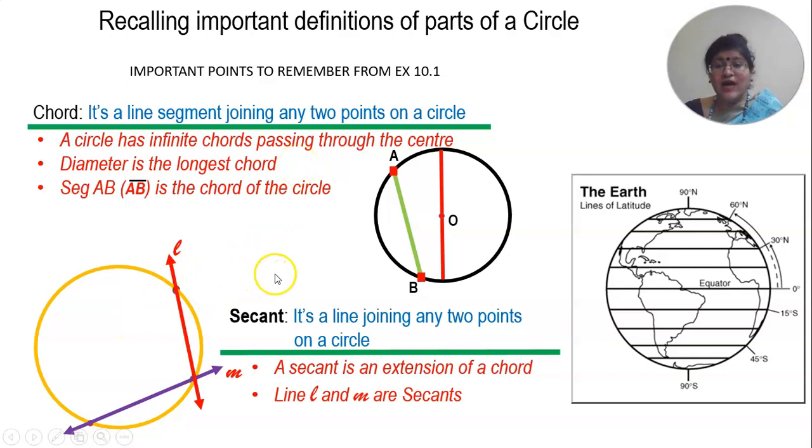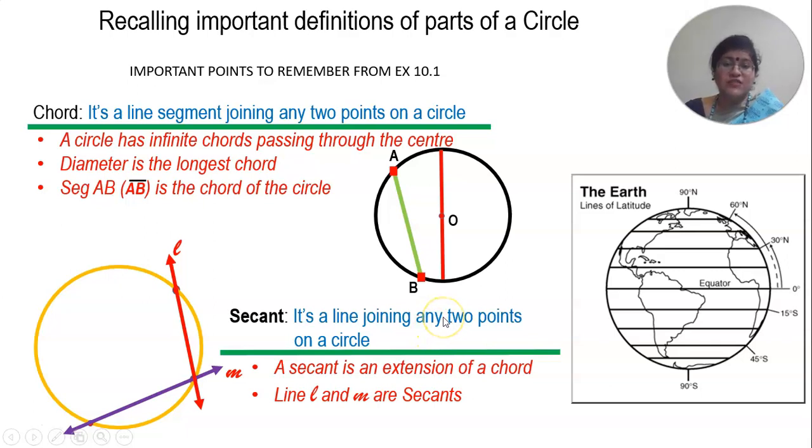You should know how to identify a chord and how to identify a secant. Now what is the difference between a chord and a secant? A secant is a line and a chord is a line segment. Now look at the secant. Again, the secant passes through this point and this. Secant line L passes through this one point and another. So a secant is an extension of a chord. It is a line joining any 2 points on a circle.